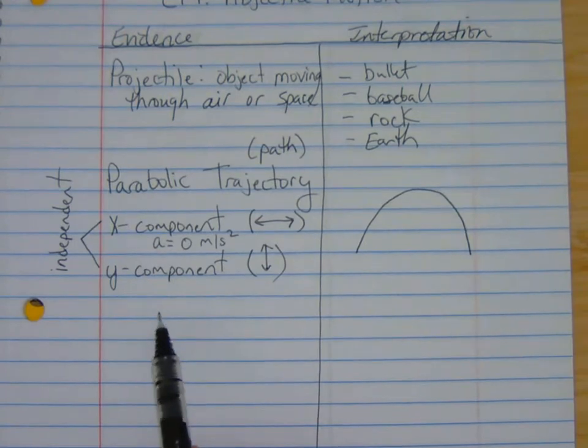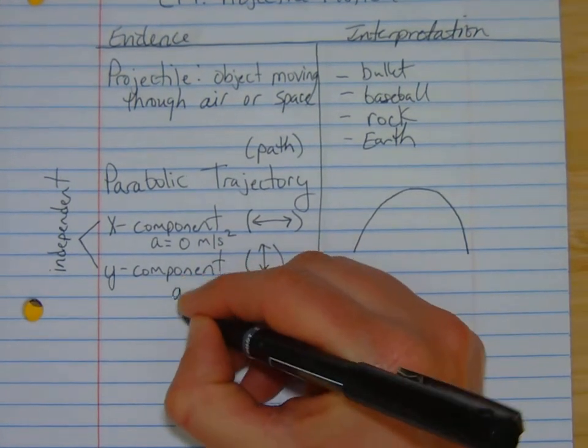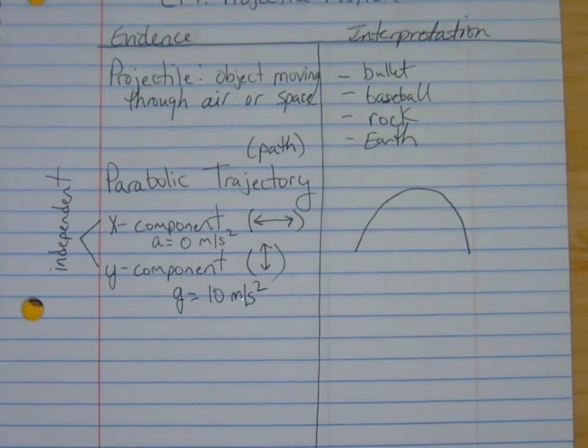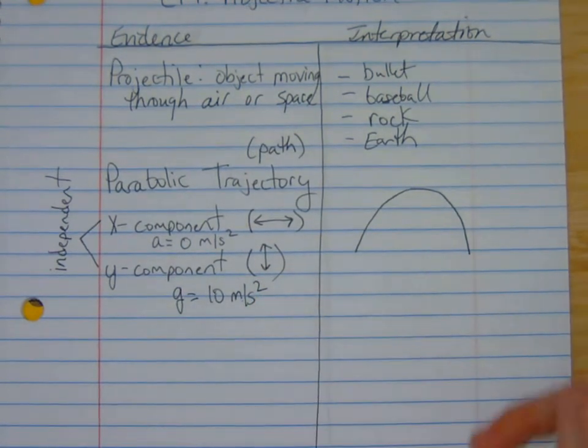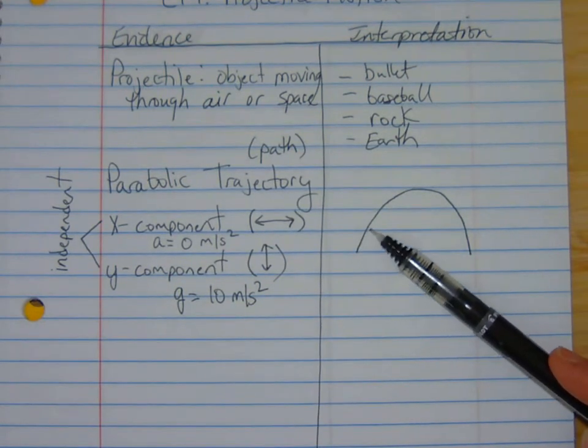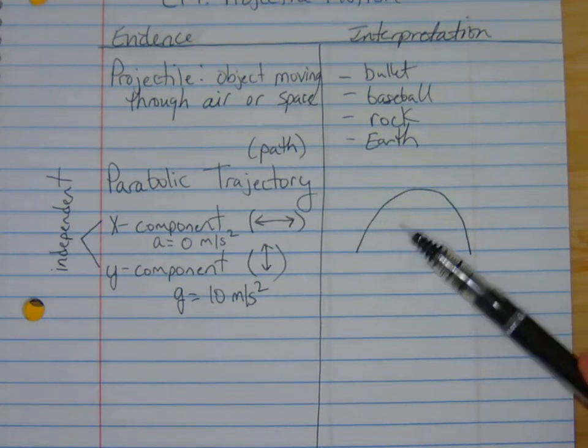But for a y component, it's always there. Gravity is always there. If it's on Earth, it's always about 10. So in the y direction, we always have an acceleration. If this is a football at kickoff going up in the air, gravity is slowing it down.